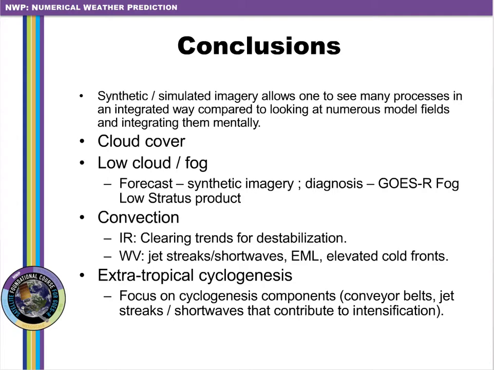Remember, from the forecast perspective, you can utilize the synthetic or simulated imagery, and for a diagnosis, use the GOES-R fog low stratus product. For convection, with the IR imagery, look for clearing trends for destabilization. With the water vapor band, look for jet streaks, short waves, and you can analyze the elevated mixed layer, elevated cold fronts, and so forth. For extratropical cyclogenesis, remember to focus on cyclogenesis components, such as conveyor belts, jet streaks, short waves, that contribute to intensification.